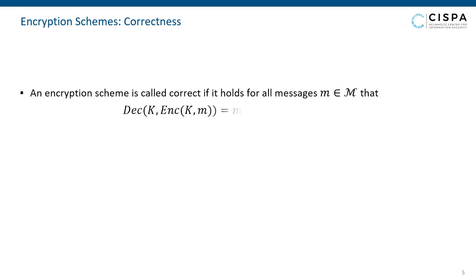So, we say that an encryption scheme is correct if it holds for all messages m in the message space, that if we first encrypt the message m with a key k and then decrypt it with the same key, then we obtain back the message m, where k was obtained by invoking the KeyGen algorithm. But wait, both KeyGen and Enc are randomized algorithms. So the statement we defined up here is actually an event.